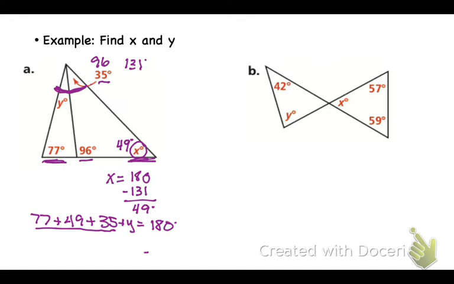If we got 179, are we still right? Yeah, because we have 1 degree. What if I got 179.9? Am I still correct? Yep, because I got something left over. But if I get 180, am I correct? No.